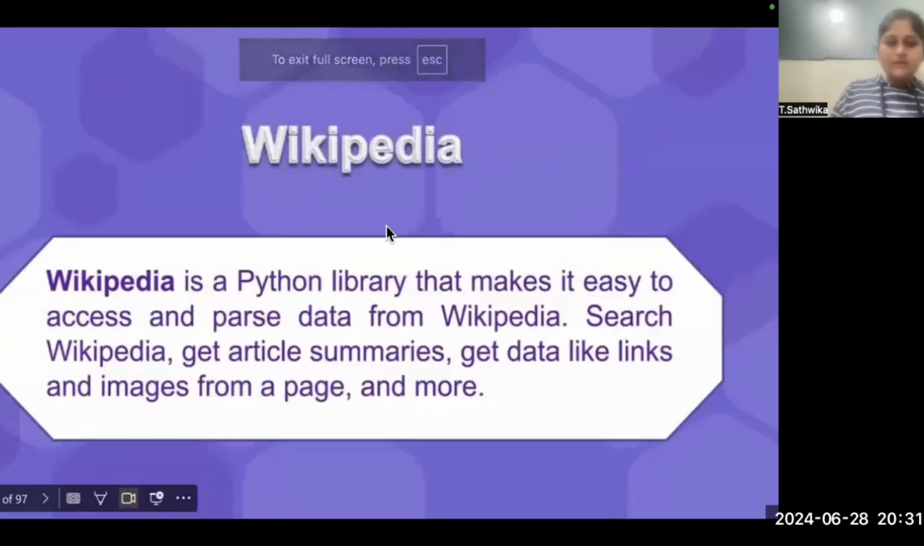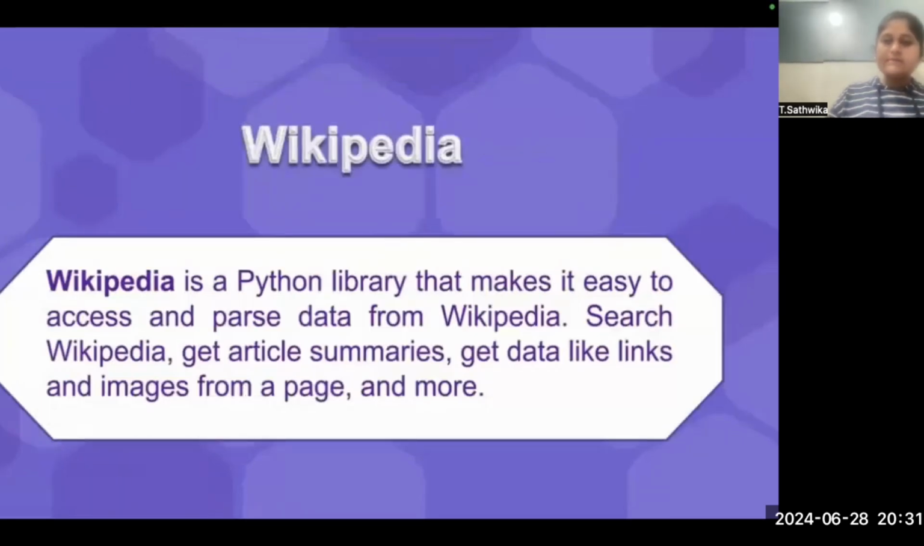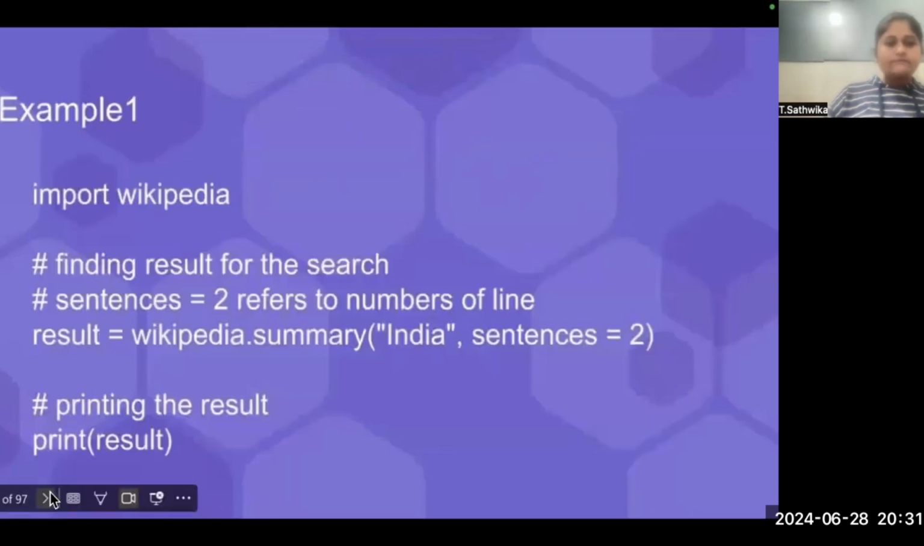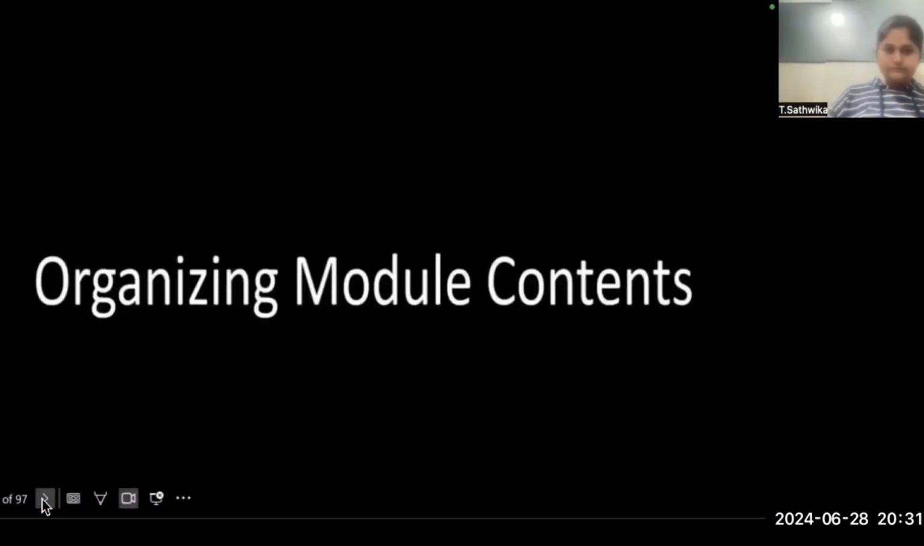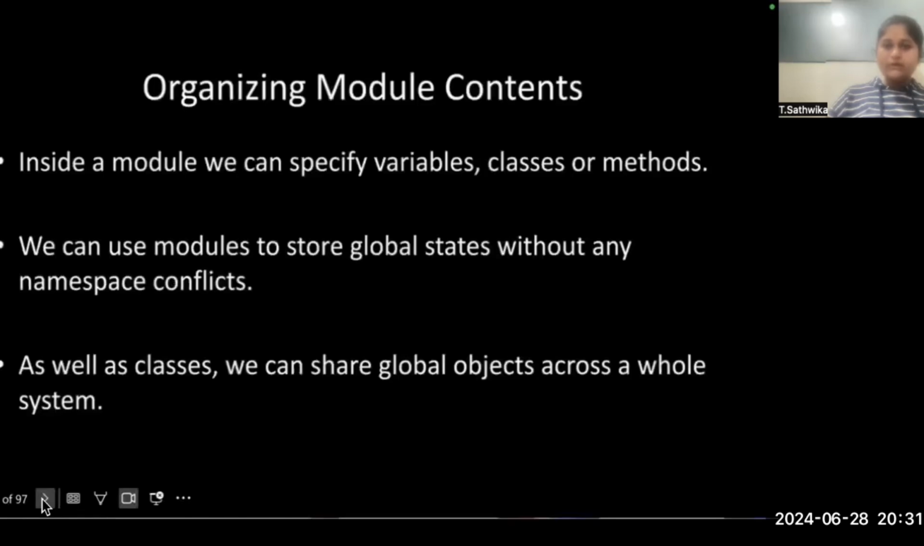Coming to Wikipedia, it is a Python library that makes it easy to access and parse data from Wikipedia. You can search Wikipedia, get article summaries, and get data like links and images from a page and more. If you import wikipedia, sentences equals 2 refers to the number of lines. Finding the result for this search, result is equal to wikipedia.summary of India, sentences equals 2, then we print the result onto the output screen.